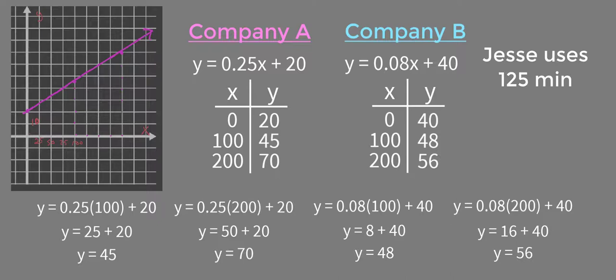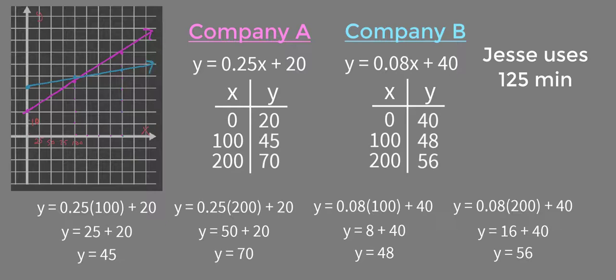And with company B, we have (0, 40), so 10, 20, 30, 40. 100 is at 48, so 10, 20, 30, 40, it's just slightly above. And then at 200, we're at 56, so we'll go out here to 200 again, and then 10, 20, 30, 40, 50, and 56 is going to be right about here. And then again, hopefully those points line up. And there is the total monthly cost for company B.